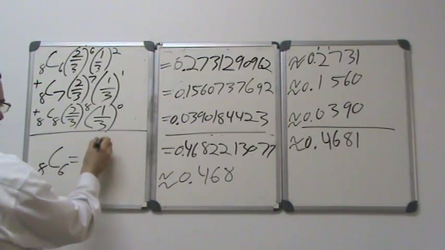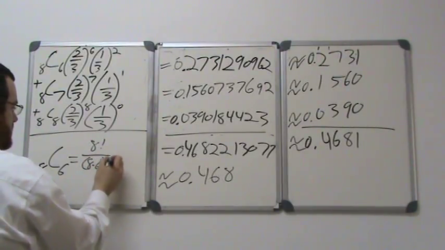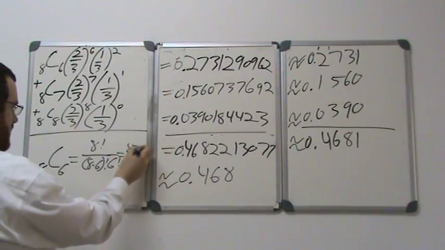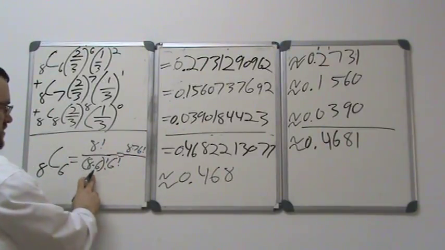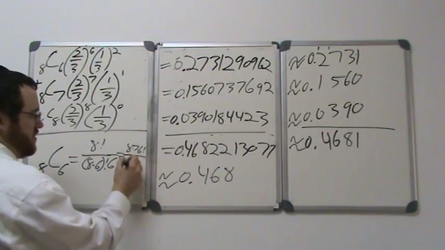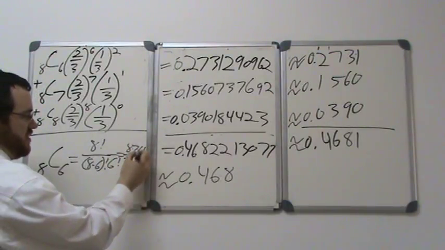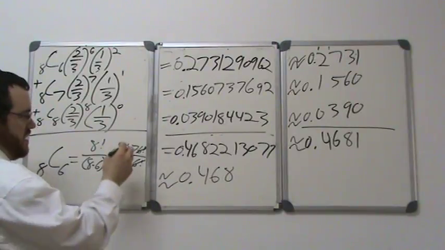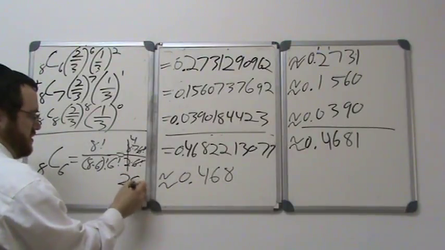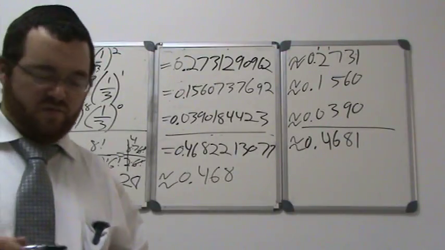just written out as 8 factorial over 8 minus 6 factorial times 6 factorial, which is equal to 8 times 7 times 6 factorial over, well, 8 minus 6 is 2, and it's factorial. 2 factorial is just 2 times 1, so it's 2 times 6 factorial. So 8 times 7 times 6 factorial just becomes 8 times 7 divided by 2. 8 divided by 2 is 4, so it's 4 times 7, which is 28. So that would be if you just want to pick 6 out of 8 people.